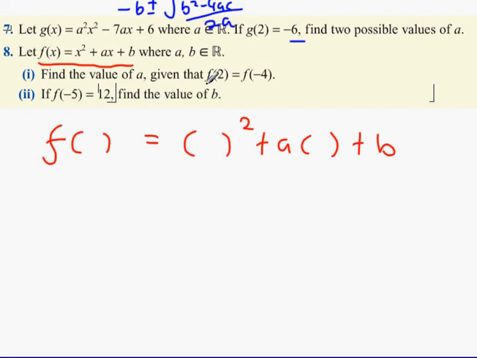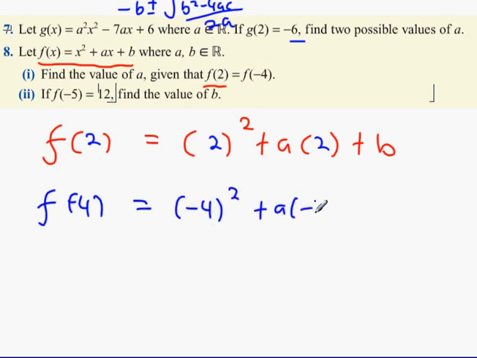Okay? Now, what does it want me to do with f, this one? Put 2 into it. And then it also wants me to do f with minus 4. Now, what happens next? You multiply them out, and what happens to the first one? It goes into 4 plus 2a plus b. It's alright, that's all you can do, isn't it? Just wait a second. There's no equal sign. What about the next one? 16 minus 4a plus b.